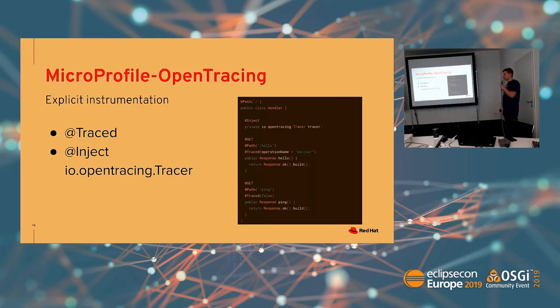There is a trace annotation, which you can use on CDI beans or REST endpoints. You can change the operation name of a span, or you can just disable tracing. The other thing is that you can inject a tracer, the OpenTracing tracer, and use the full OpenTracing API. This also allows you to use any OpenTracing instrumentation from upstream. So for example, if you are using JDBC or JMS, you can use upstream OpenTracing libraries to automatically trace these technologies.